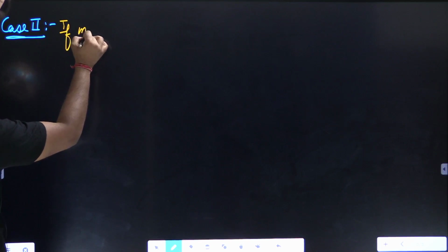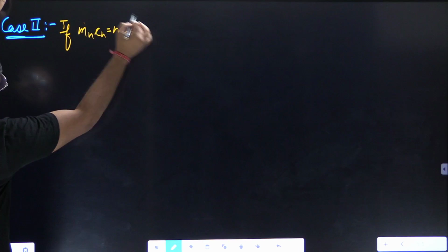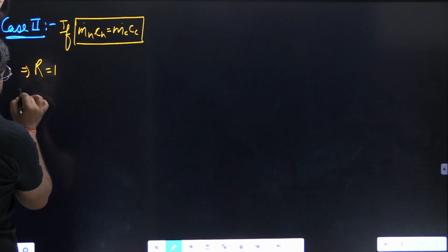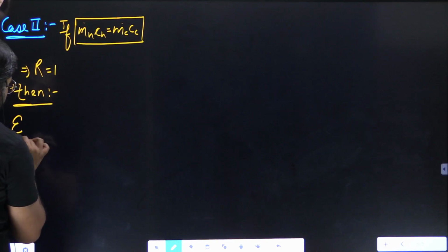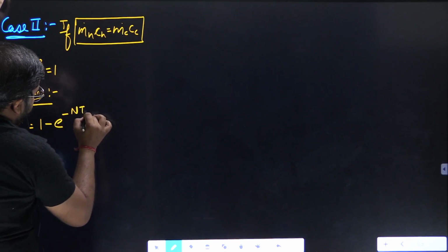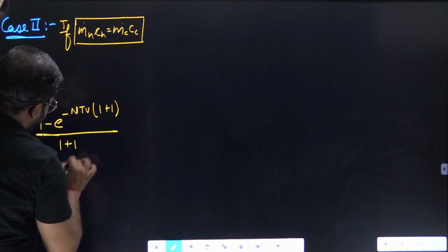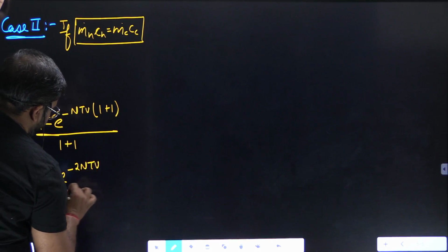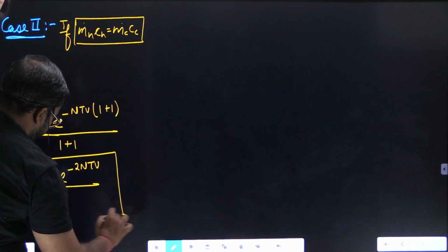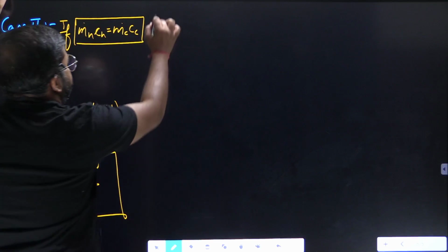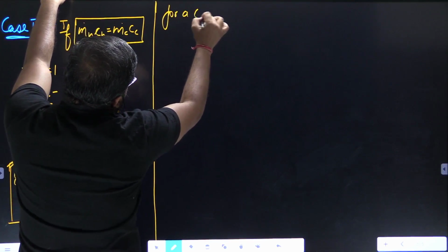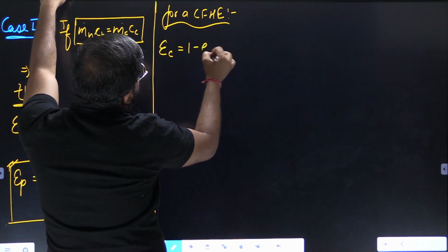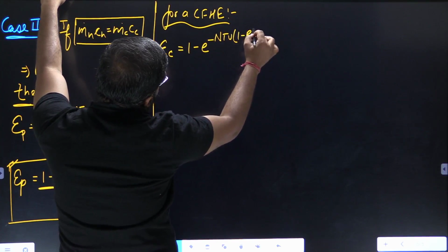If m dot h c h and m dot c c c, heat capacity rates are equal, it means that R becomes 1, then what about epsilon P? 1 minus e to the power minus NTU times 1 plus 1 over 1 plus 1. It will be 1 minus e to the power minus 2 NTU over 2. So that is your epsilon P. Now for a counter flow heat exchanger. Epsilon counter flow, 1 minus e to the power minus NTU, 1 minus R. Let me write down the formula first.